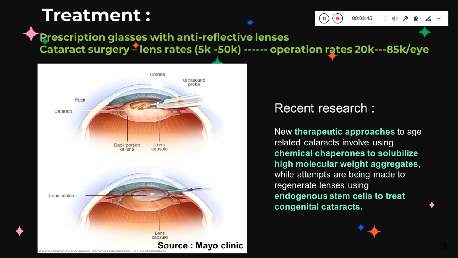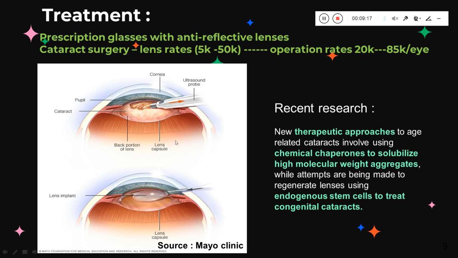Based on my knowledge, which I've collected from various people who have had cataract operations, the lens rates range from 5K to 50K. Definitely, when you're taking a lens of 5K, the operation rates and other things, when you add them, may come up to 20K per eye. And if you're taking a lens of around 50K, then your operation rates might come up to 85K per eye. So in this way, your cataract surgeries can cost you. You need to be very careful. See to it that you try to avoid this condition so that you don't fall into these complications.